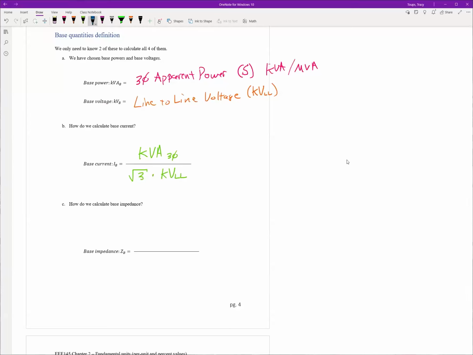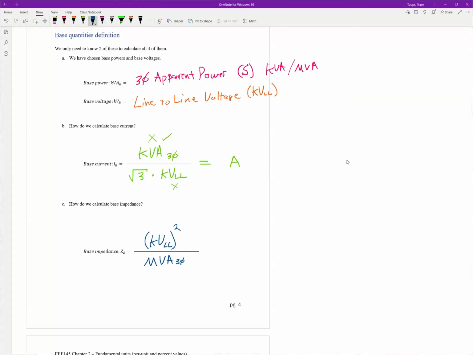Next, how do you figure your base impedance? This is going to be your kV squared over your MVA. This time let's use MVA instead of kVA. One way to check is you can ask yourself, if I'm doing this formula right, this whole thing should be amps at the end. So if we look, we have voltage right here, so we could cross out the voltage here and here. We're left with amps. That makes sense to me.